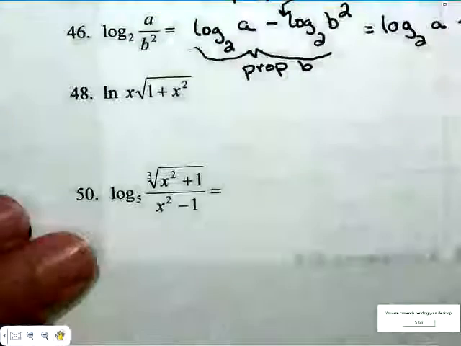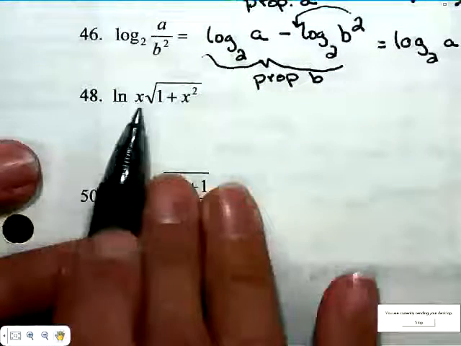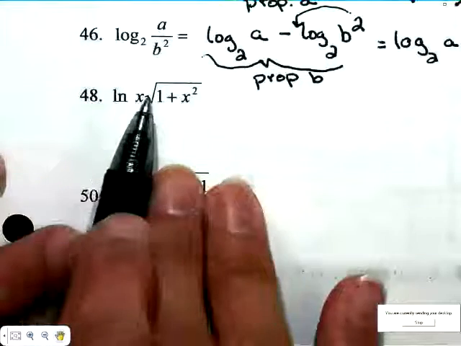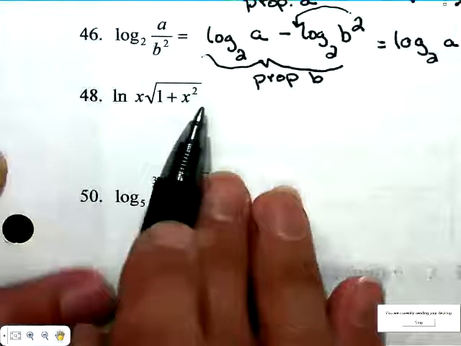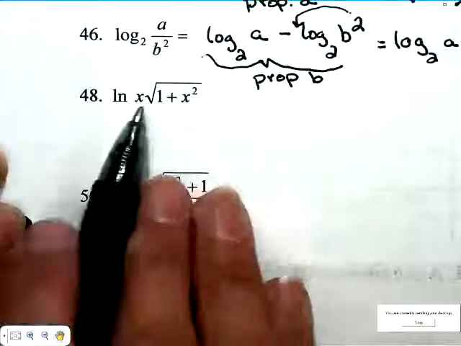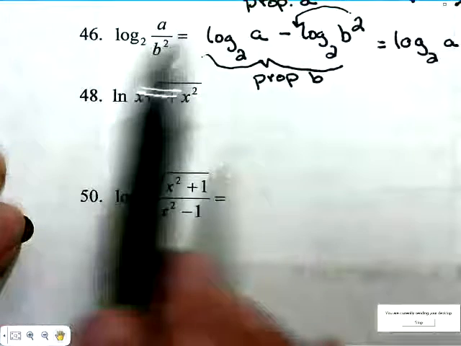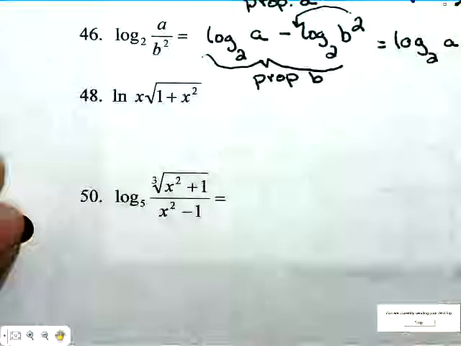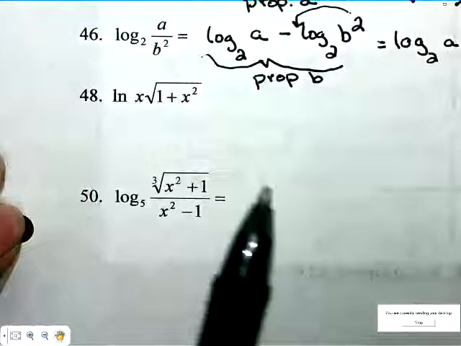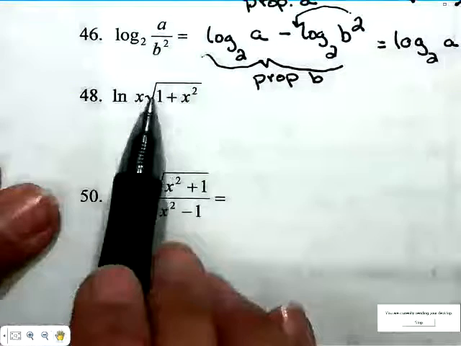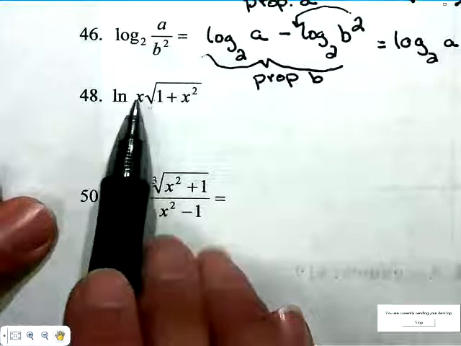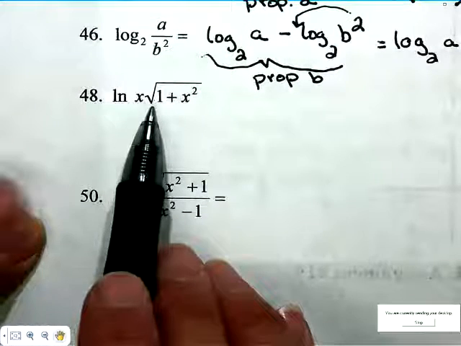All right, number 48. This is the log of a product. This is x times square root of 1 plus x squared. But something about the way those directions are written, express powers as factors, makes me think I want to write that square root as an exponent. What exponent means square root?